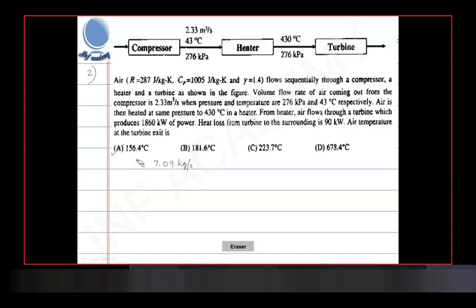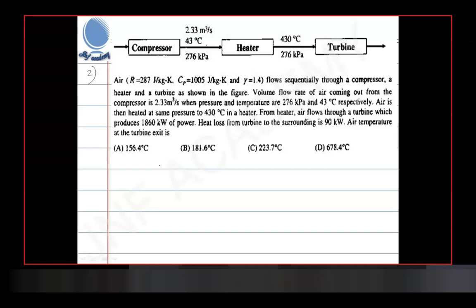Now let me explain the answer very quickly. I'll tell you what is the catch here. It's something very similar to your gas turbine engine, right? You have a compressor, then a combustion chamber, followed by a turbine. A simple turbojet engine will have something like this, except that for a heater, you have a combustor.